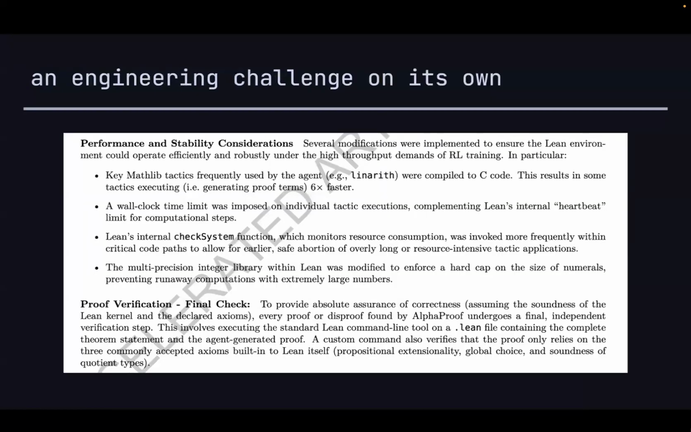Yeah. And then turning Lean into an RL environment proved to be an engineering challenge of its own. So you have to consider, does it run fast? And so they had to compile some components like the linarith tactic into C, and this made it run 6 times faster. They also had to consider, what if the proofs take way too long? And so they had to implement a wall clock time limit. They also had to implement a bunch of system check tooling to monitor the verification process to see if anything needs more resources, see if things are going to die, and so on and so forth.